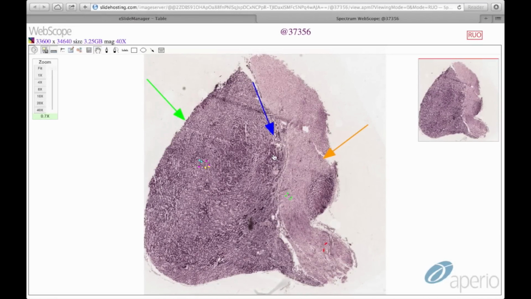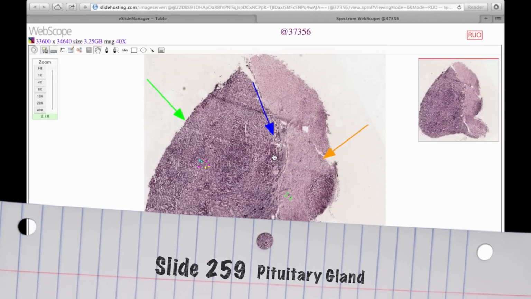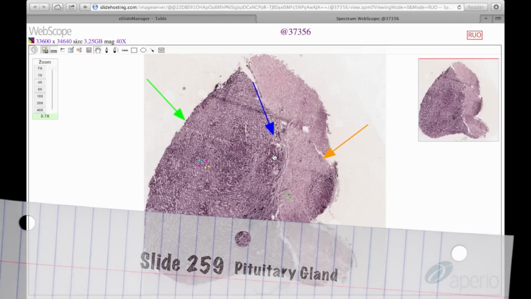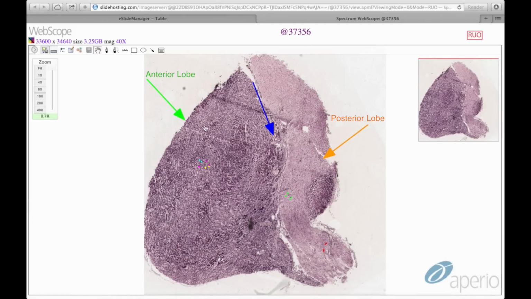Now let's look at some histology. Slide 259 is a section of the pituitary gland stained with H&E. The anterior lobe is indicated by the green arrow. The posterior lobe is indicated by the orange arrow, and the intermediate lobe is indicated by the blue arrow.